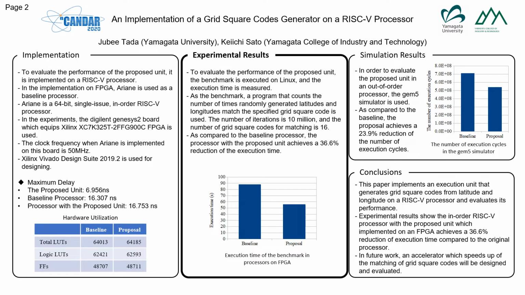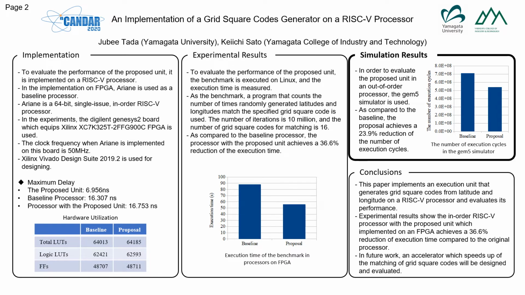To evaluate the performance of the proposed unit, the benchmark is executed on Linux, and the execution time is measured. As the benchmark, a program that counts the number of times randomly generated latitudes and longitudes match the specified grid square code is used. The number of iterations is 10 million, and the number of grid square codes the whole matching is 16. As compared to the baseline processor, the processor with the proposed unit achieves a 36.6% reduction of the execution time.